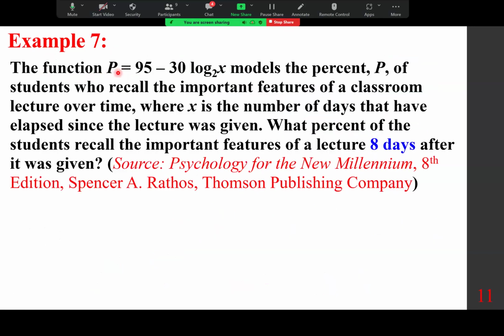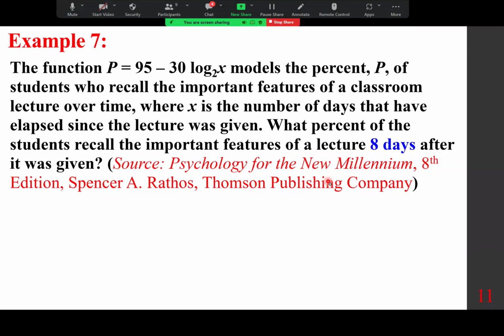Example 7, the function p equals 95 minus 30 log x base 2 models the percent p of students who recall the important features of a classroom lecture over time, where x is the number of days that have elapsed since the lecture was given. What percent of the students recall the important features of a lecture 8 days after it was given? And here's the source.